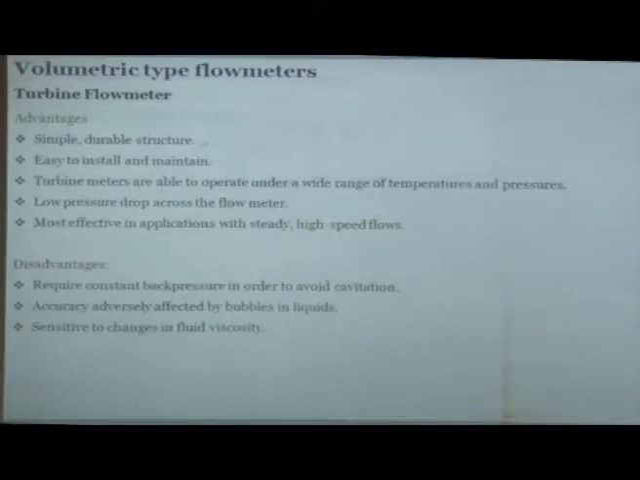Now, what is the advantage? Advantage is it is simple, it is durable in structure, it is easy to install because it's not very big. Burette is very big, but this is very small.